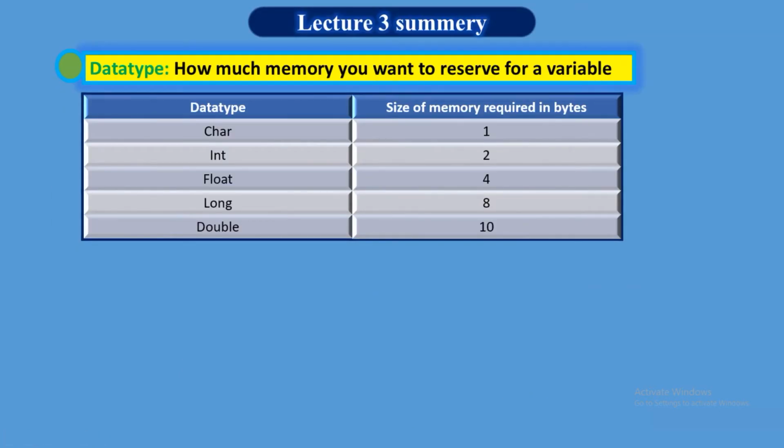Data type determines how much memory you want to reserve for a variable. For character, the compiler reserves 1 byte. For integer, the compiler reserves 2 bytes, float 4 bytes, long 8 bytes and double 10 bytes.